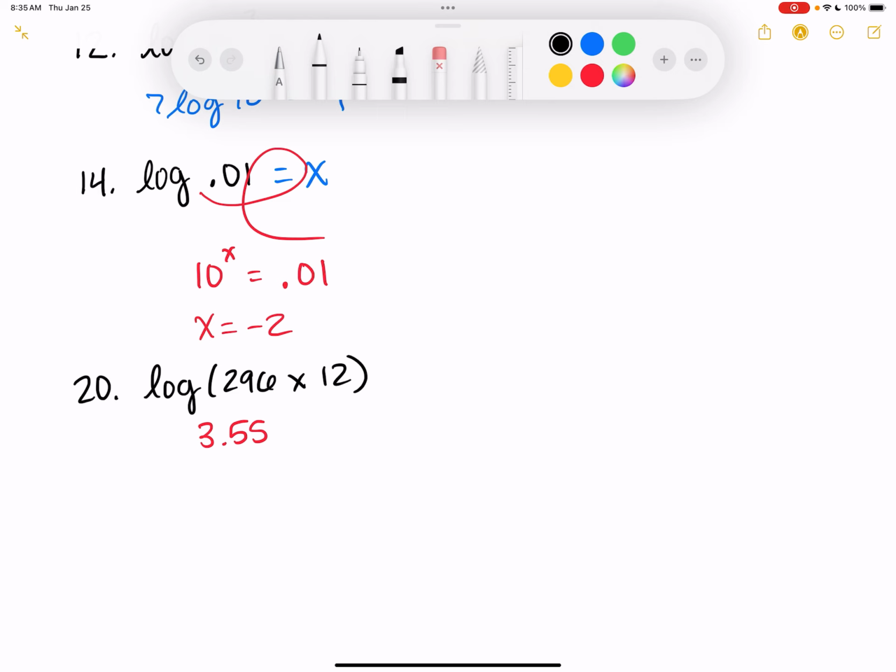Let's see, 22, log of 643 over 287. So this one will basically be the same thing, just with division in it instead. So log 643 divided by 287. So that is going to be 0.35.